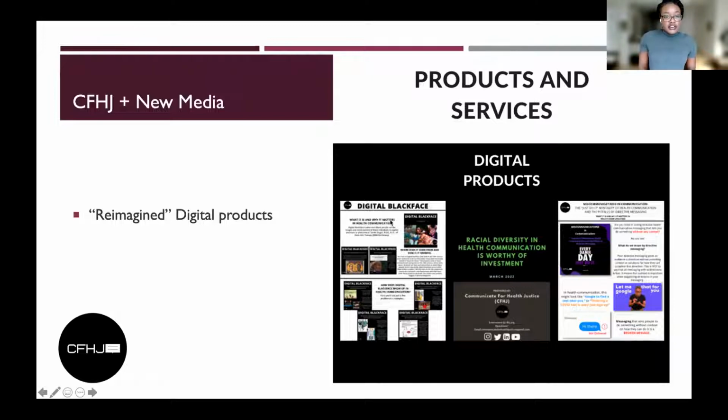What you see here are 3 different examples of things that you can actually purchase. The Racial Diversity in Health Communication report is actually free. I'll put the link in the chat later, but that one is free. When it's a concept that I have instinctively created, that's when there is a price associated, because it takes time and energy to create and disseminate that. But these are things that you can actually purchase.